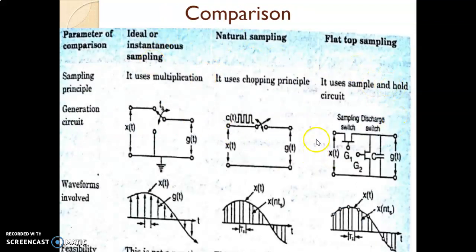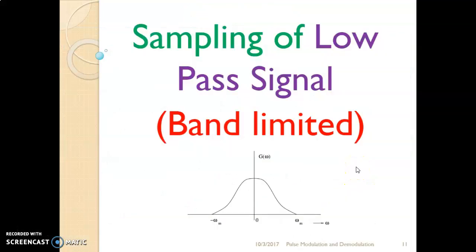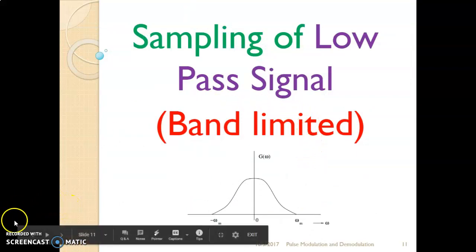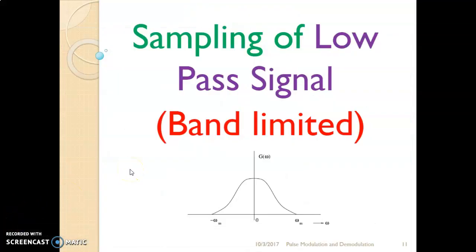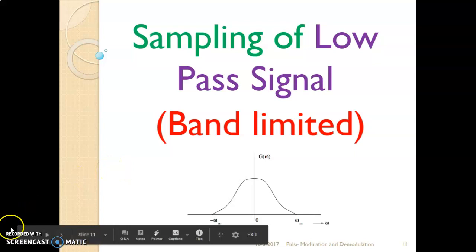Here is some comparison between natural and flat top sampling. Ideal sampling is just a multiplication process. Natural sampling is going to chop your waveform, and flat top sampling will have some kind of sample and hold device in it, and these are the waveforms for natural and flat top sampling. In the next lecture, we will discuss in detail how the sampling process is carried out and what rules, what law, what theorem has to be followed, and that is called the sampling theorem.